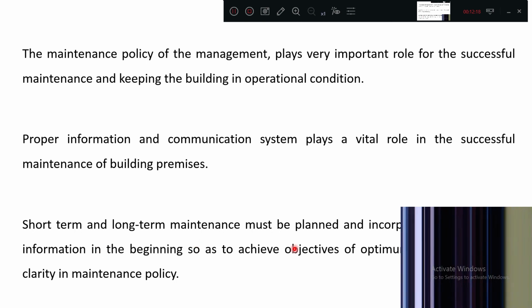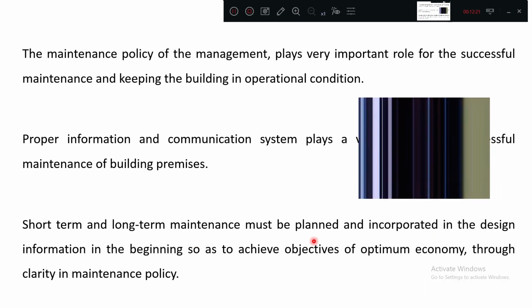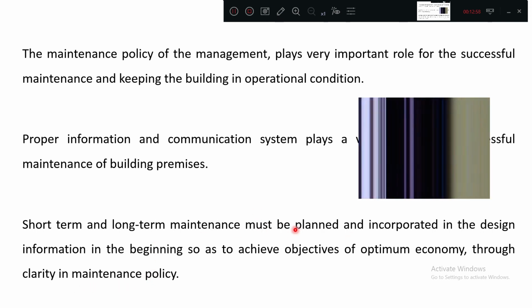Short term and long term maintenance must be planned, meaning in the design stage itself, apart from construction design or structural design, you should plan for maintenance design. What should be the short term maintenance plan? Within 3 months after completion, what maintenance can we go for? Within 3 years, what type of long term maintenance can we go for? Like that we can decide the short term and long term maintenance plan and approve it from the management, such that all the objectives are met and the correct policy is adopted. To attain economy through clarity in maintenance policy, this total economy is achieved.